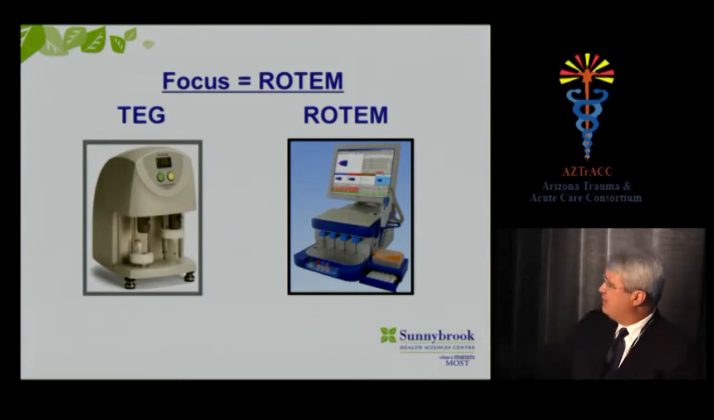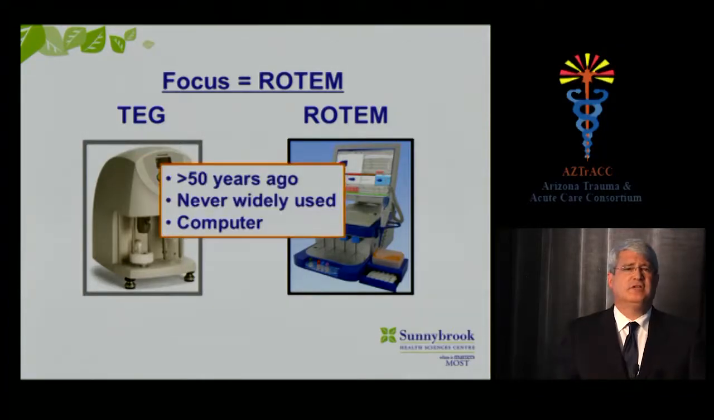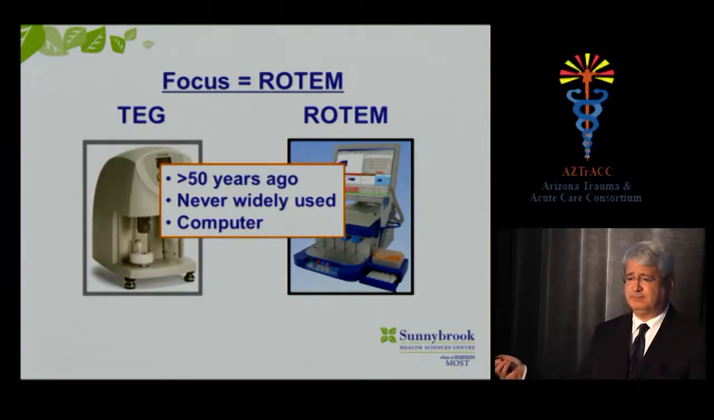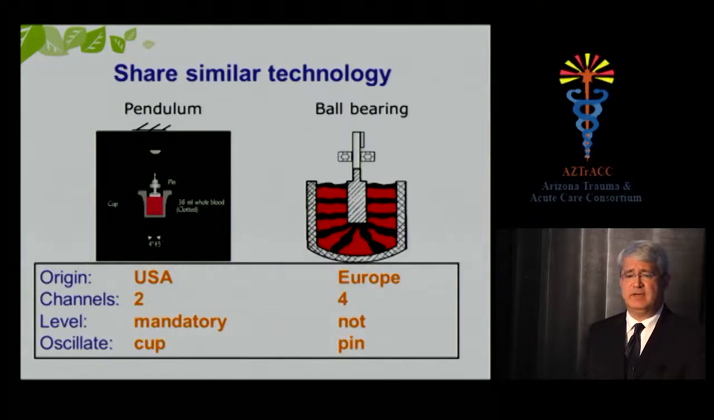Okay, so TEG you have here on the right-hand side, and ROTEM on the other side. These tests have actually been around for a long time, more than 50 years, and they have not been very much used until now, except in a few niches, like cardiac surgery sometimes and liver transplantation. But only after they were computerized did they become much, much more practical, and that has been recent.